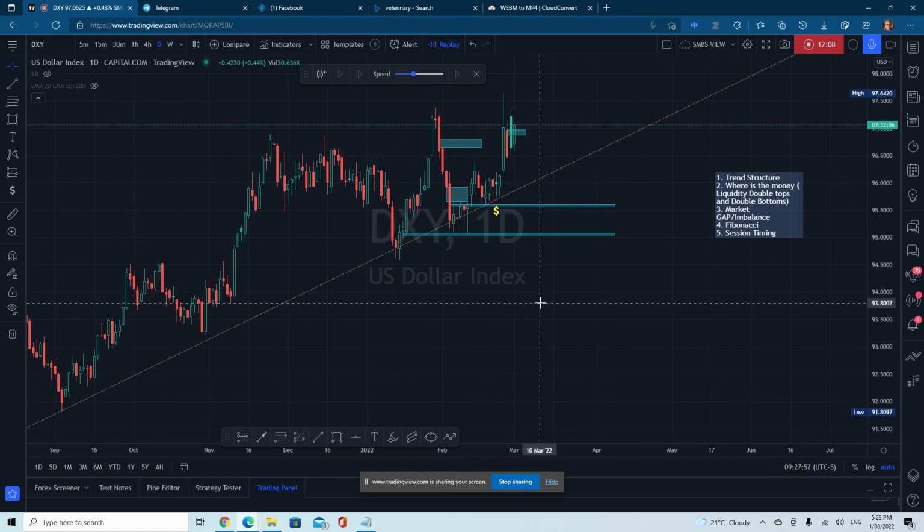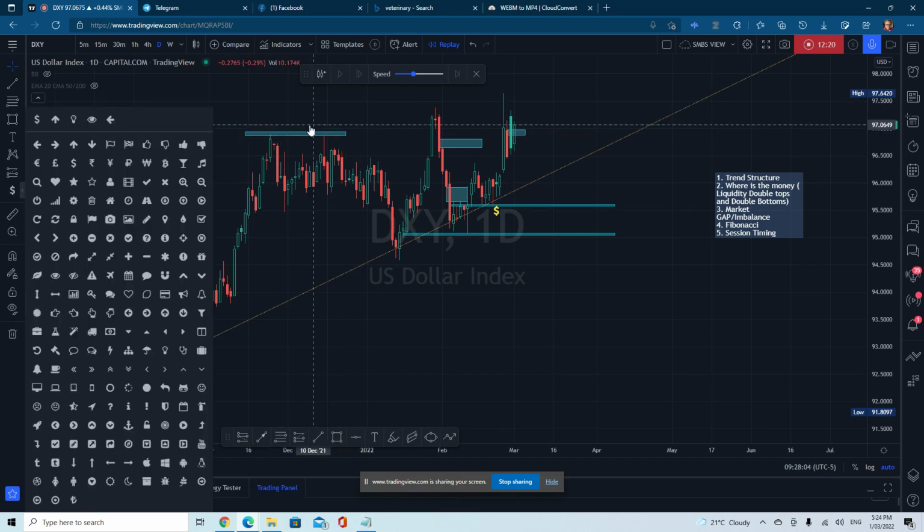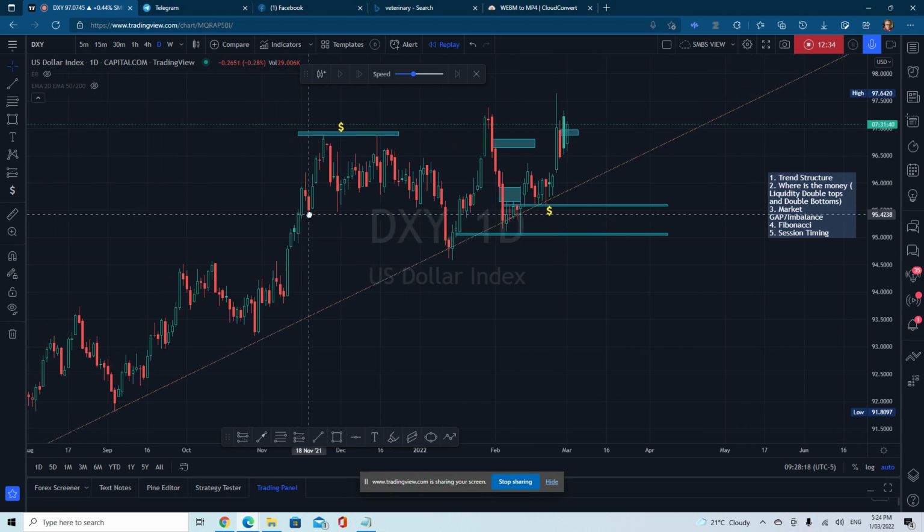Another place where the money is: every time you see double bottoms or double tops. Here it's a double top. This is where the money is. Anytime you see double tops, and here we have double bottoms, every time you see double tops and double bottoms, that is where the money is.